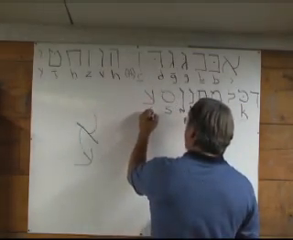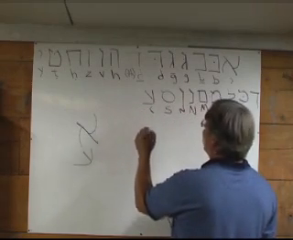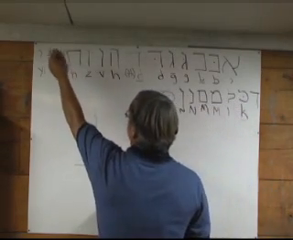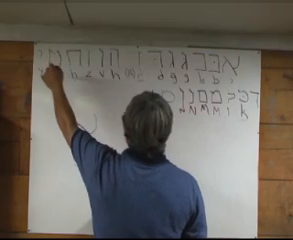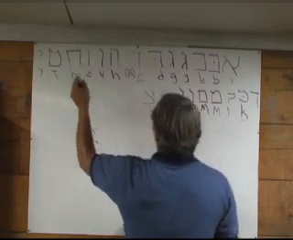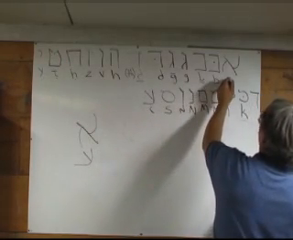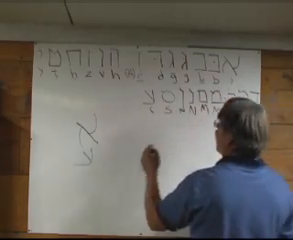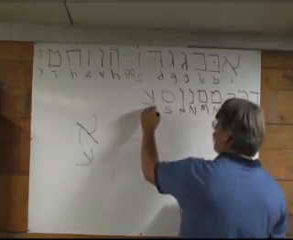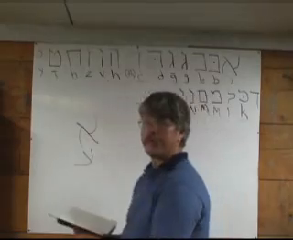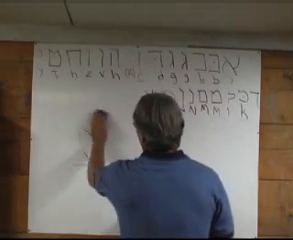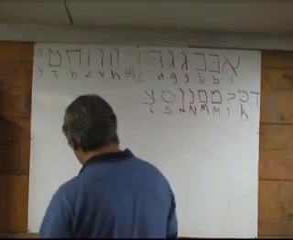Ayin is the backward comma. And I'm exaggerating that. Yod is not a comma, that's a letter. Aleph is the comma, and Ayin is the backward comma. Okay? It's just the opposite of Aleph. That's Ayin.